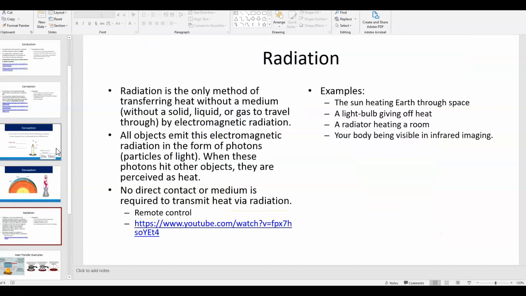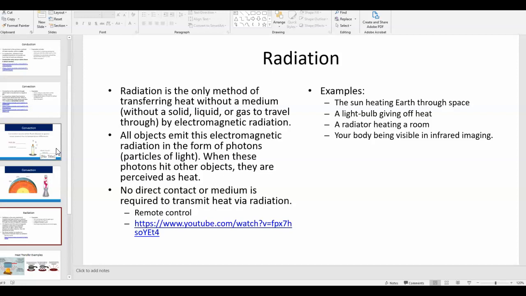And the third method of heat transfer is what's called radiation. Radiation is a really important method of heat transfer because it's the only method of transferring heat that does not require a medium. It does not require a solid, liquid, or gas for the heat to travel through. Conduction and convection require a medium, either a solid, liquid, or gas, but radiation does not because it transfers heat by electromagnetic radiation.